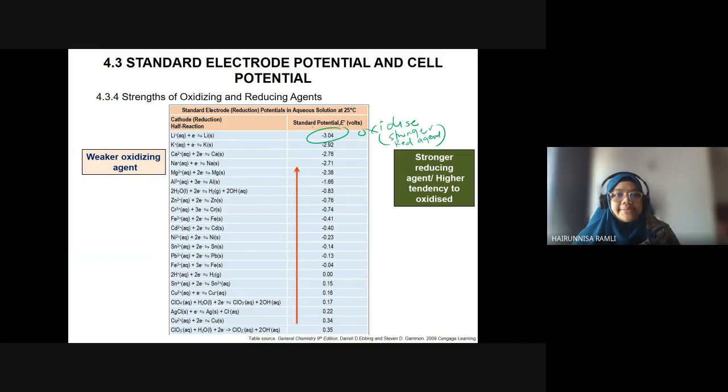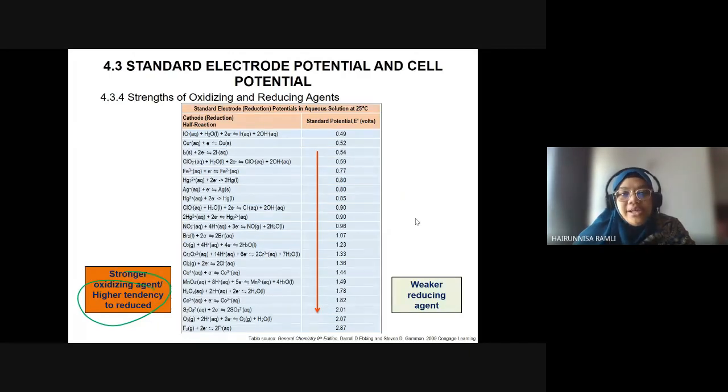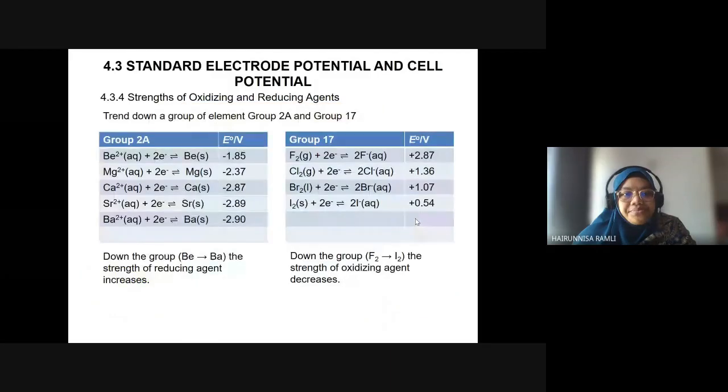Okay, lagi atas, which is dia adalah weaker oxidizing agent. So sama juga ke bawah. Stronger oxidizing agent, higher tendency to reduce, which is the weaker reducing agent. Okay. Susahnya electrochemistry ni dia terbalik-terbalik kan. Dia oxidize tapi dia oxidizing agent. Reducing agent. So you kena faham kat situ, especially bila soalan tu tanya berkenaan dengan strength eh.